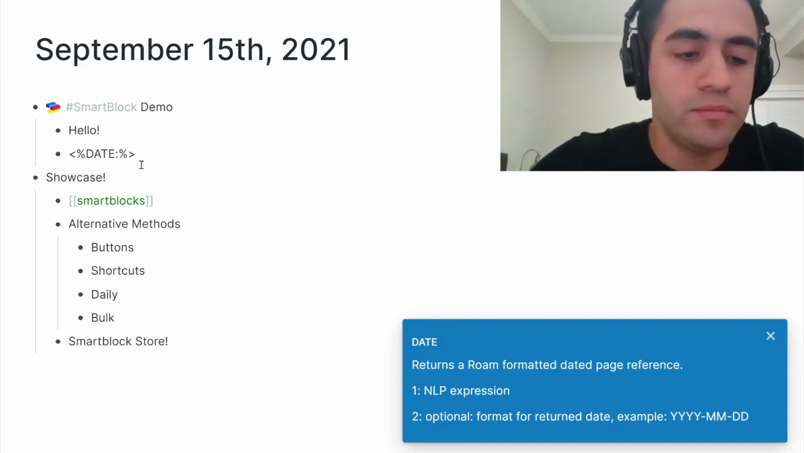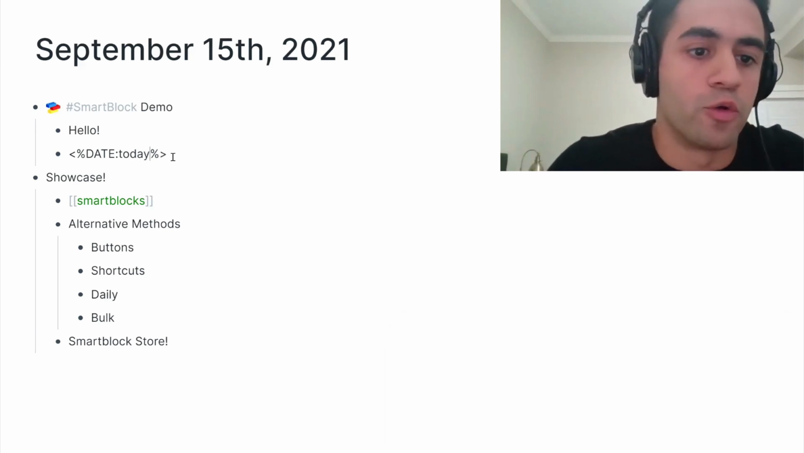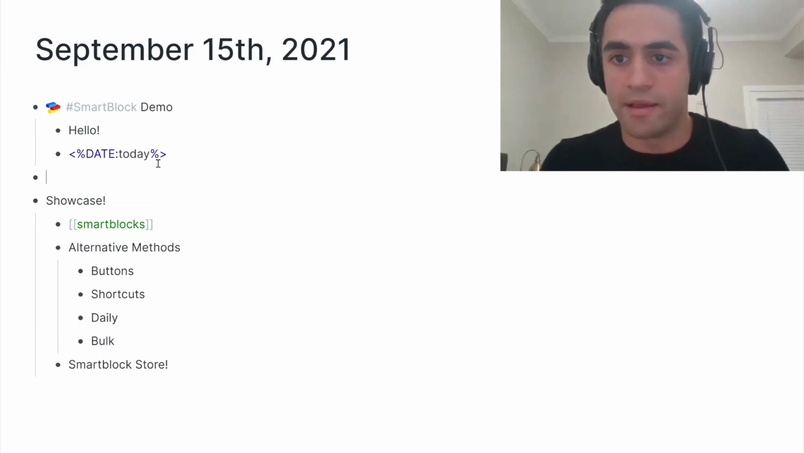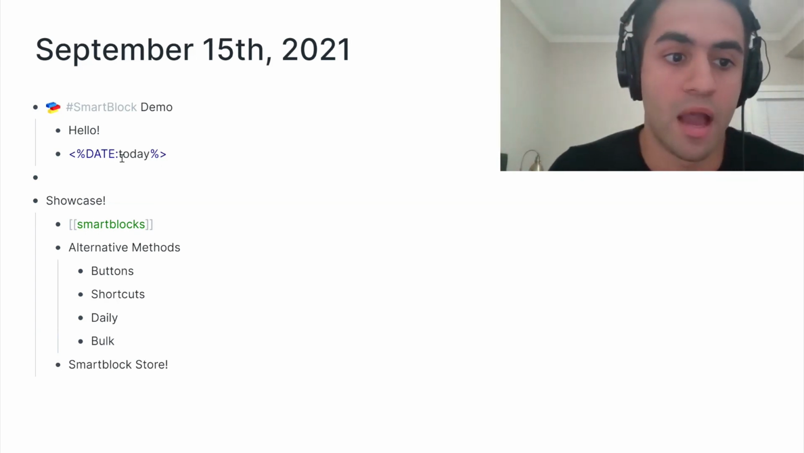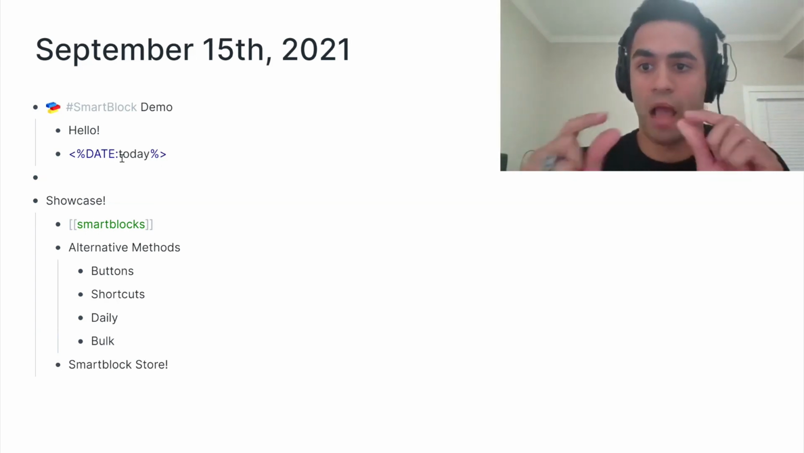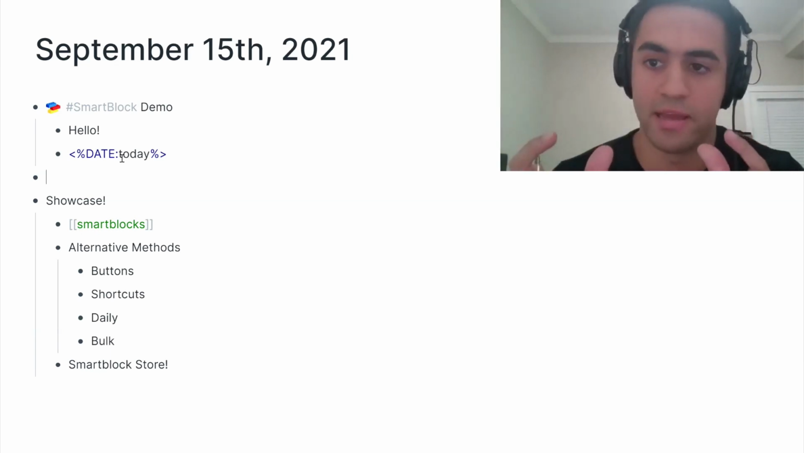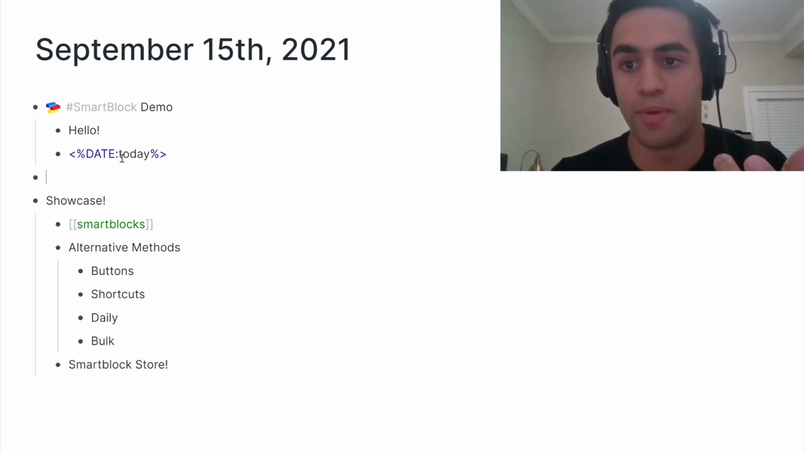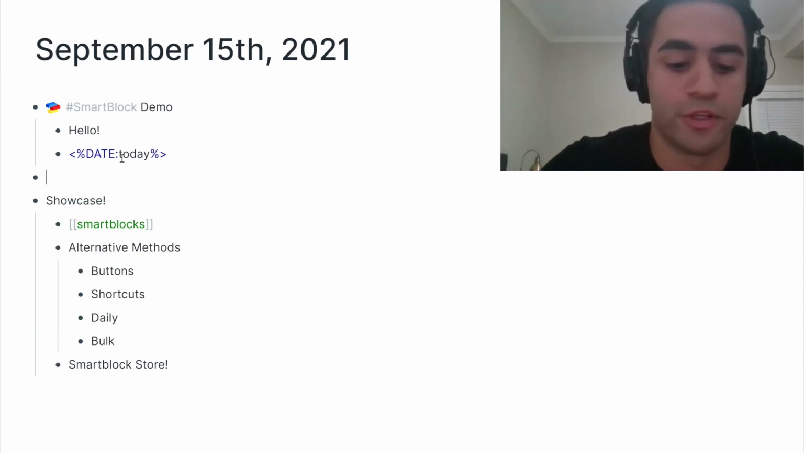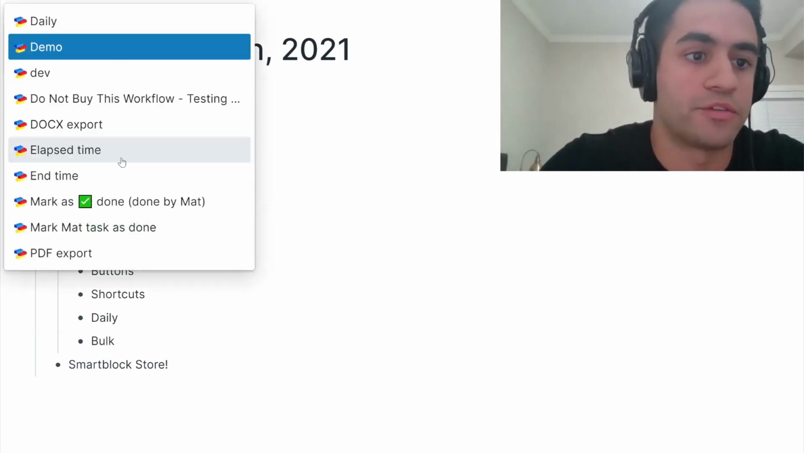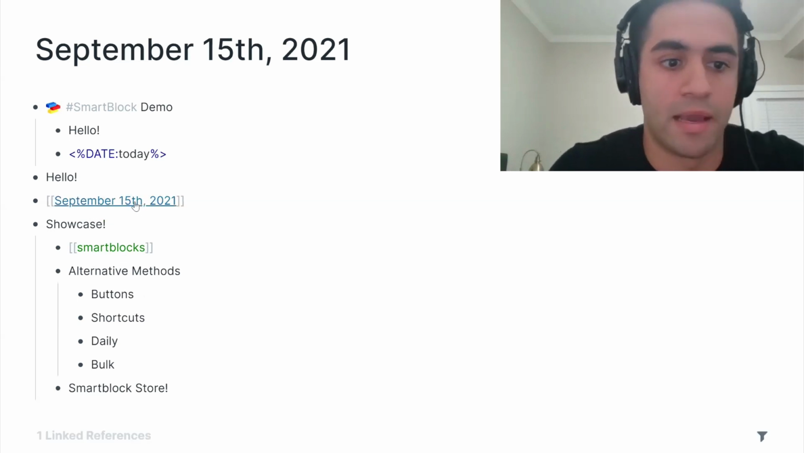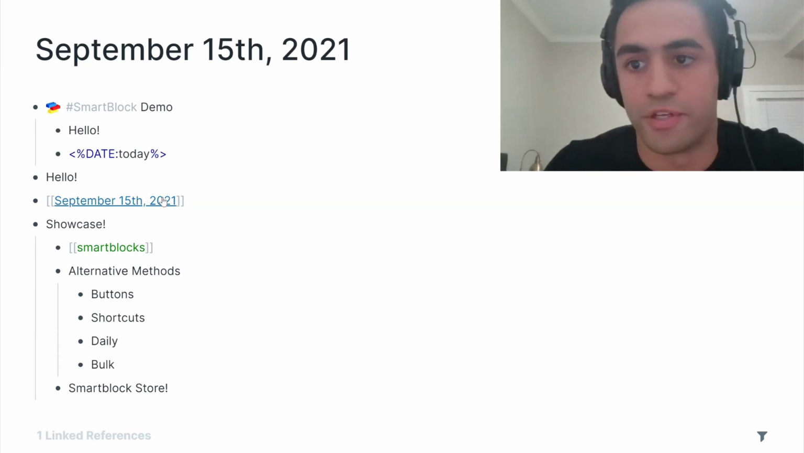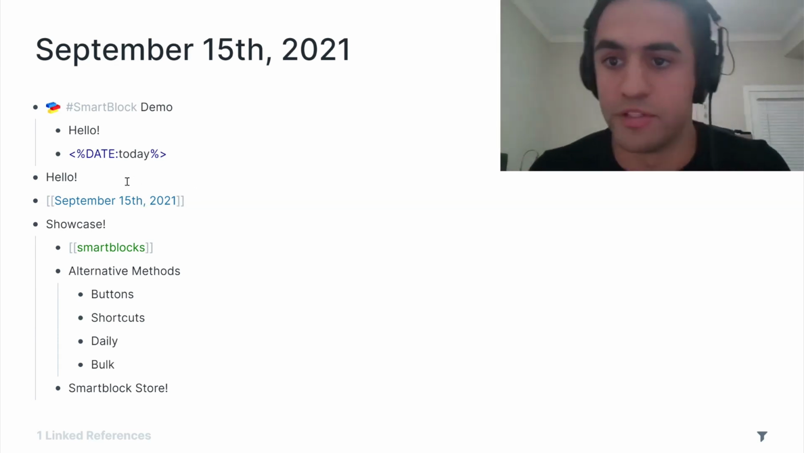So cool. If I have this date today tag or date today command, instead of outputting the literal text date today, the SmartBlock will replace date today with the daily note page of today. So then you can run xdemo and boom, it'll output the date for today. And so there's a whole library of these different commands.